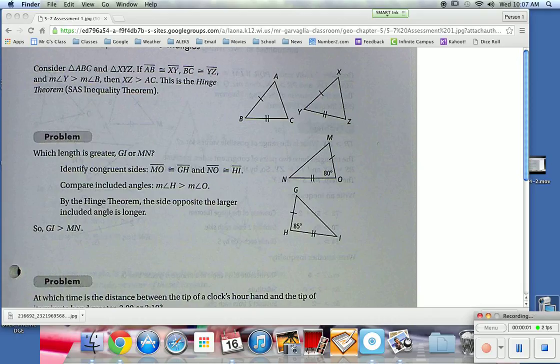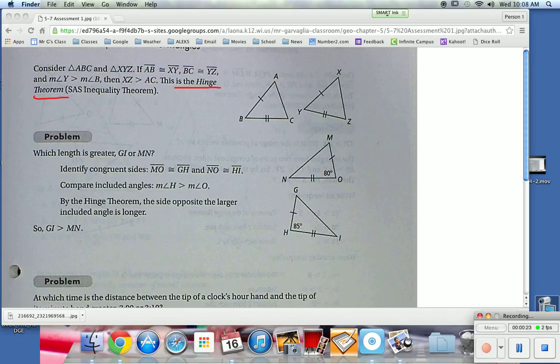All right, let's go on to our last section. We're going into 5-7. It's our last section, and we're going to start working with what's called the hinge theorem. Hinge theorem. Think about a hinge.